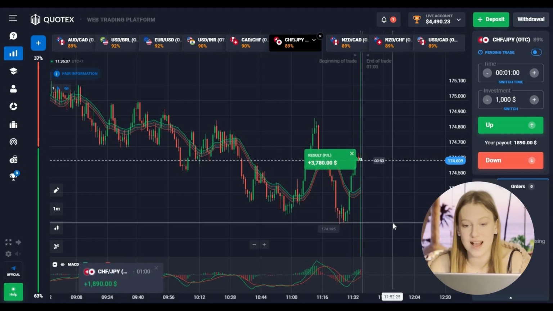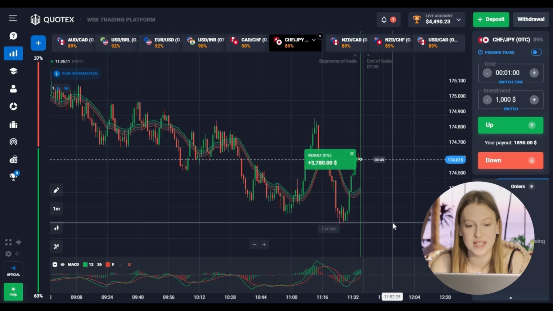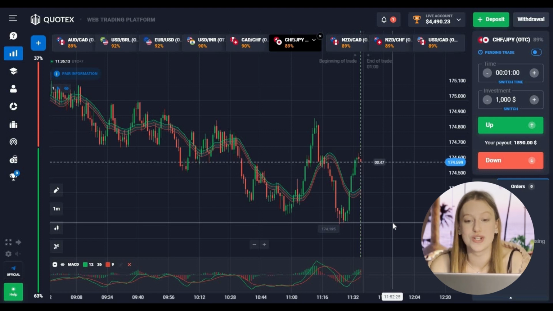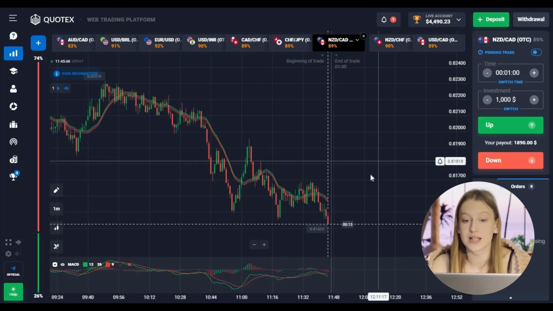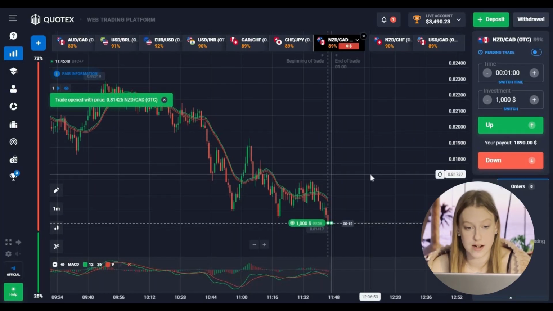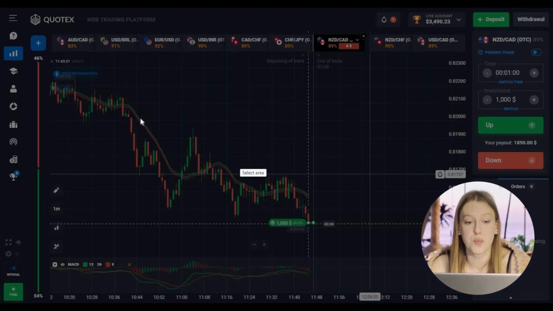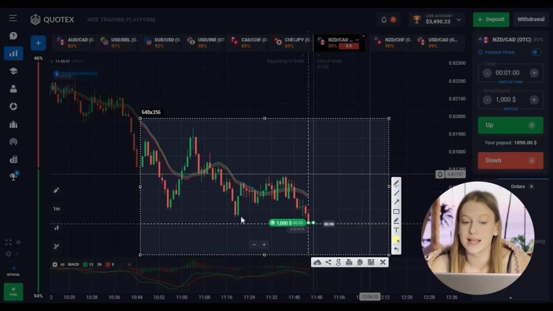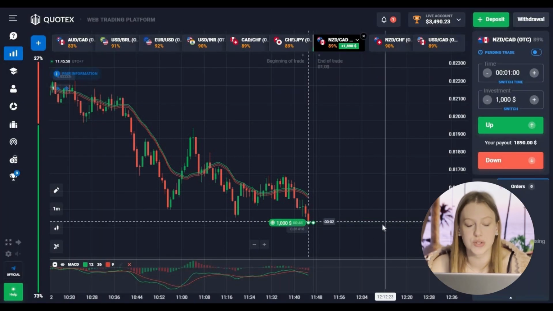It's a great result, guys. Look, my balance is already over $4,000, and remember, I started with just $1. I open an up trade on this currency pair. What do we see here? The price has reached a support level, from which it will most likely go up. The candles are below the envelopes indicator, which is a signal to rise.